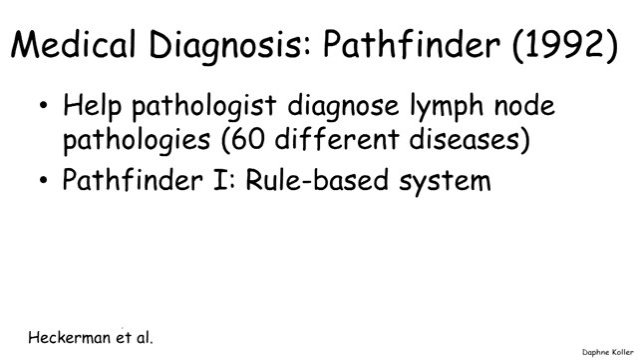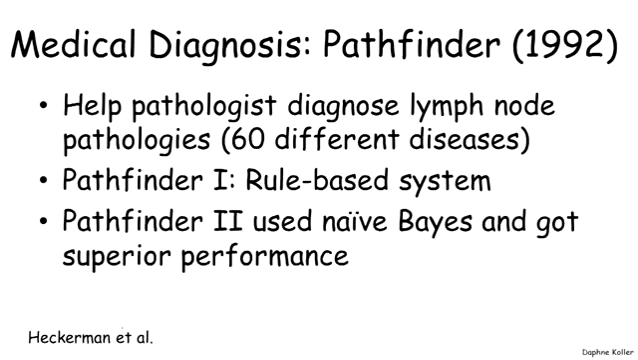So the first one they actually tried, this was way back in the early days of artificial intelligence, before Bayesian networks were in common use, was a rule-based system. And it didn't work really well. The second version of Pathfinder used the naive Bayes model, which assumes that all of the symptoms are independent given the disease. And even that really simple model got superior performance to the rule-based system that they initially tried.